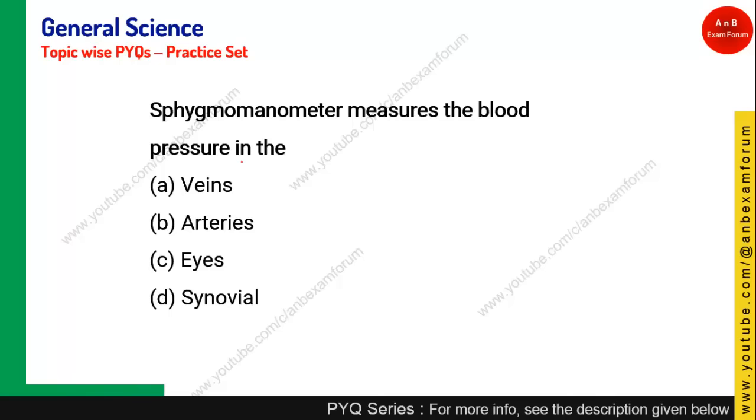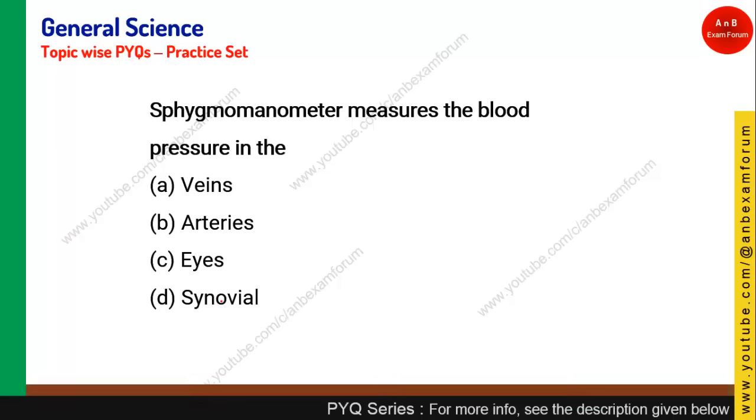Let's see the next question. Sphygmomanometer measures the blood pressure in which of the following? Veins, arteries, eye, synovial. Yes, it is the arteries. Sphygmomanometer measures the blood pressure in the arteries.